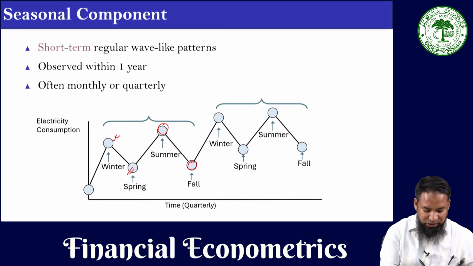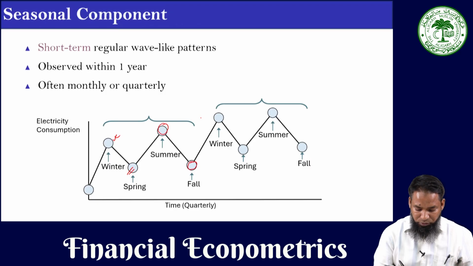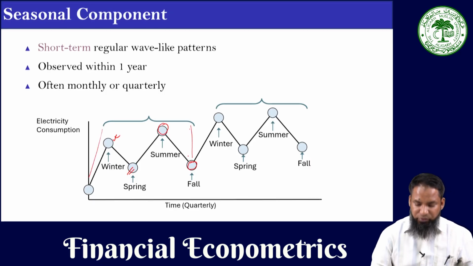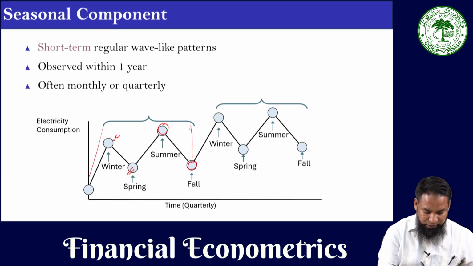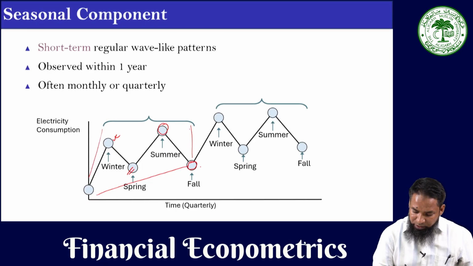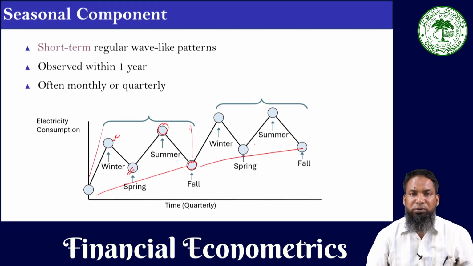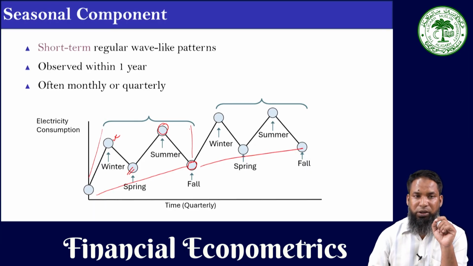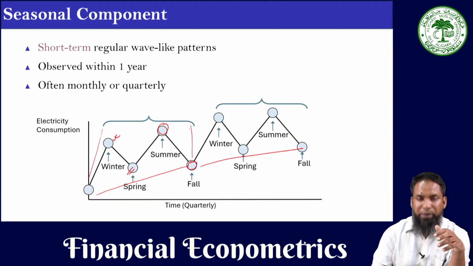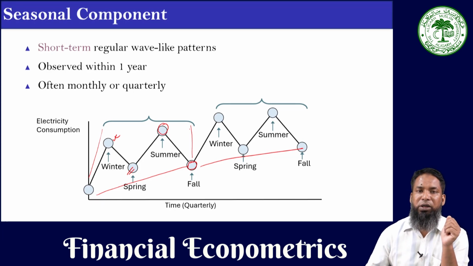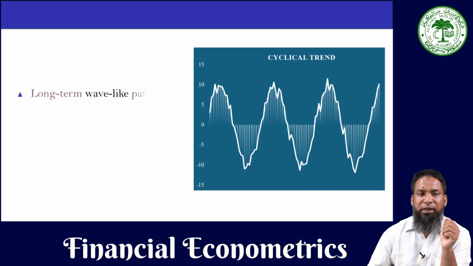So basically we can see from fall to fall, a pattern that keeps repeating. This same pattern is repeating here also. So this is an example of the seasonal component of data. If the time series behaves like that, then we call it the seasonal component of that particular time series. Then another component we have is the cyclical.